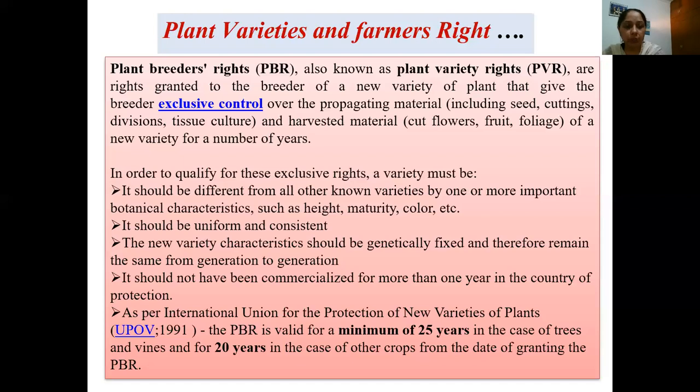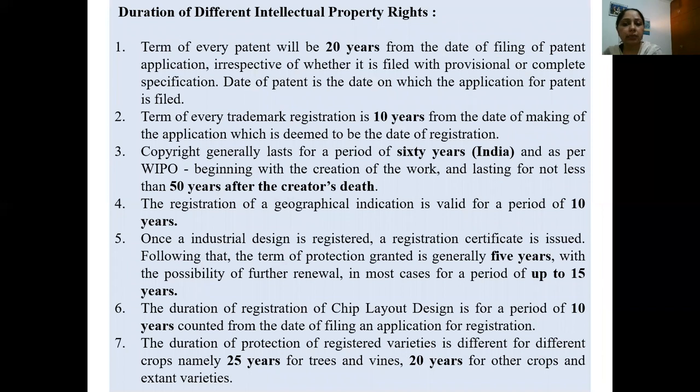Now, as per the International Union for the Protection of New Varieties of Plants, UPOV 1991, the breeder gets a minimum of 25 years protection in case of trees and vines, and 20 years protection in case of other crops from the date of granting the plant breeders right. So that is a protection of 25 years and 20 years in case of other crops. This is a summary of all the different durations of different IPR, which I have talked about.